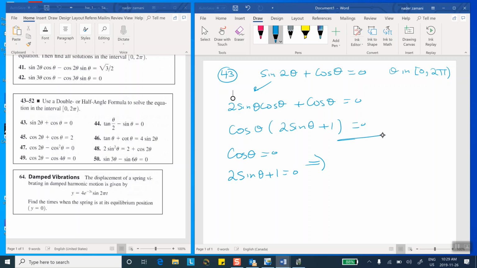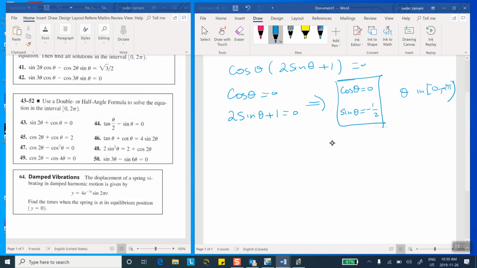So you have cosine of theta equal to 0, or 2 sine of theta plus 1 equal to 0. That means you have 2 problems to do: cos theta equal to 0 and sine theta equal to negative 1/2, and your theta must be in 0 to 2 pi. Okay, so let's patiently do cos of theta first. Cos theta equal to 0, and theta is in this range. So first of all, theta is going to be pi over 2. It's in there. And then theta equal to 3 pi over 2.